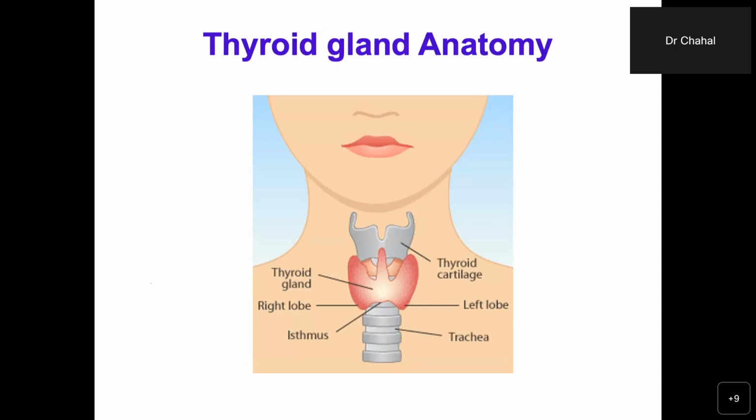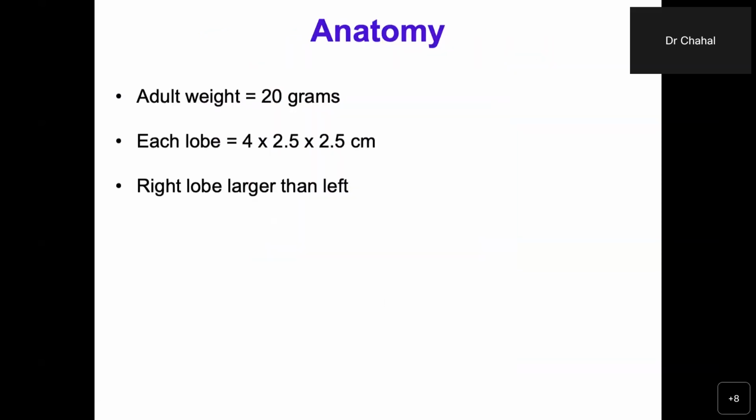And just to remind you, and I'm sure you're aware of this, the thyroid gland sits in the middle of the neck, but there are some very important structures nearby. So you have the trachea, which is behind the thyroid gland, and the thyroid gland is in a butterfly shape with the left lobe, the right lobe, and also the isthmus in the middle. And just as a reference, the adult weight of the thyroid gland is roughly around 20 grams.